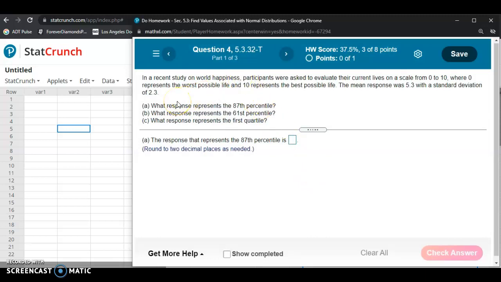It says that in a recent study on world happiness, participants were asked to evaluate their current lives on a scale from 0 to 10, where 0 represents the worst possible life, and 10 represents the best possible life. The mean response was 5.3 with a standard deviation of 2.3. There are 3 parts to this question. In part A, we want to find the response that represents the 87th percentile.